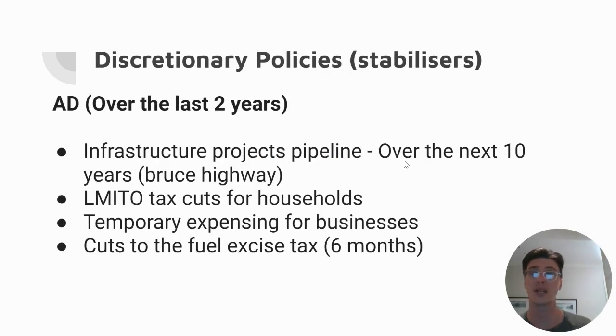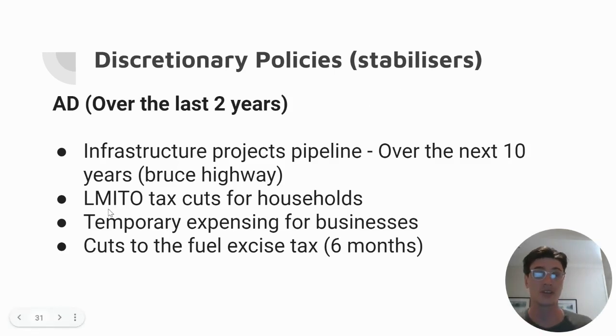All right, I just wanted to quickly run over discretionary policies. I'm not going to give you the details of these because they're written in lots of different resources. But remember, we looked at some infrastructure projects. One is the Bruce Highway, but there's a pipeline of infrastructure, road and rail projects that the government's committed to. I think it's like $117 billion over the next 10 years. And that's an example of an aggregate demand policy, also called a discretionary stabilizer, right?